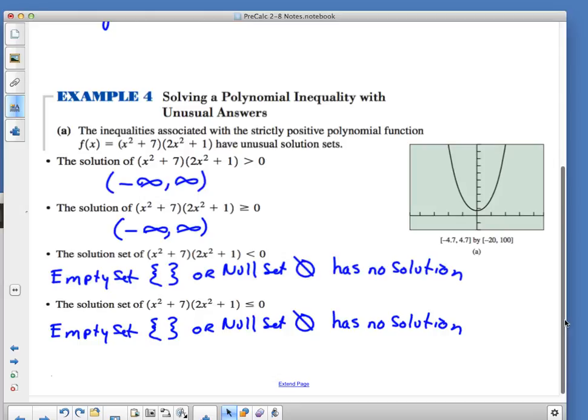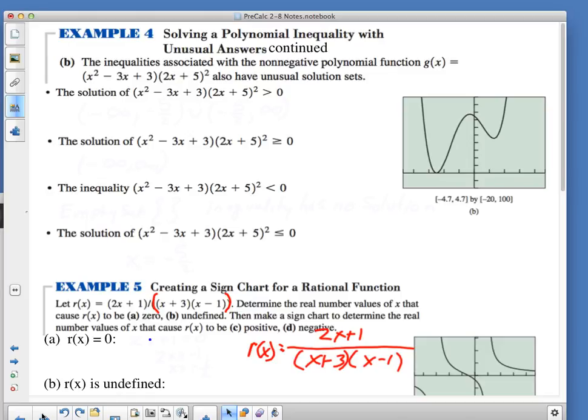In a like manner, we have the answer to example 4b to deal with. But keep in mind the visual of the graph itself. I'm not having you do a sign chart on these because they don't require it. The inequalities associated with strictly positive polynomial functions have unusual solution sets. Now I give you the picture, and we want to talk about the solutions themselves. So in this like manner, we're looking at example 4a.